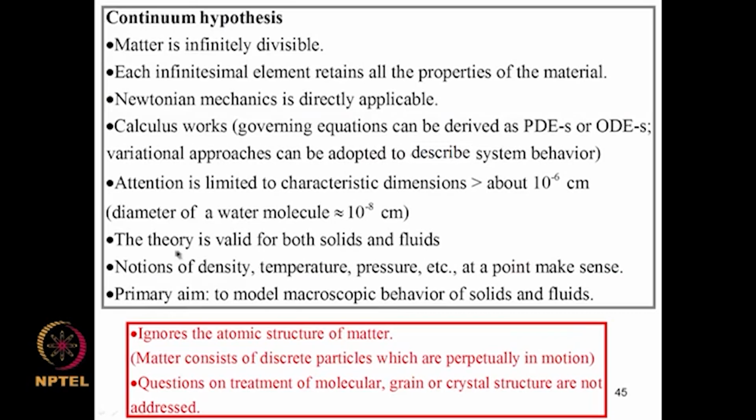The continuum mechanics theory is valid for both solids and fluids; it does not distinguish between the two. Due to the assumption of existence of a continuum, notions of density, temperature and pressure at a point make sense. The primary aim is to model the macroscopic behavior of solids and fluids. Just to emphasize again, it ignores the atomic structure of matter, and matter consists of discrete particles perpetually in motion, even this motion is not included in our analysis. Questions on the treatment of molecular, grain or crystal structure are not addressed in continuum mechanics.